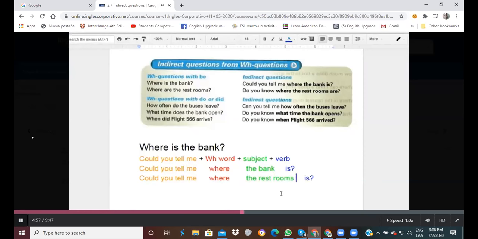And then it's going to follow the verb. So in this case, since restrooms are plural, we're going to use the verb to be "are" instead of the verb to be "is." And the phrase here could change, as I mentioned, just like we have it there in the book. Do you know where the restrooms are?